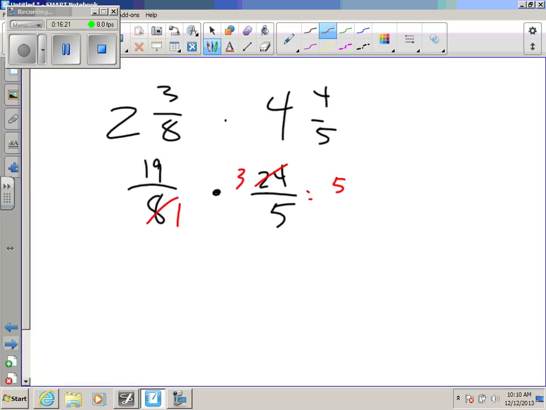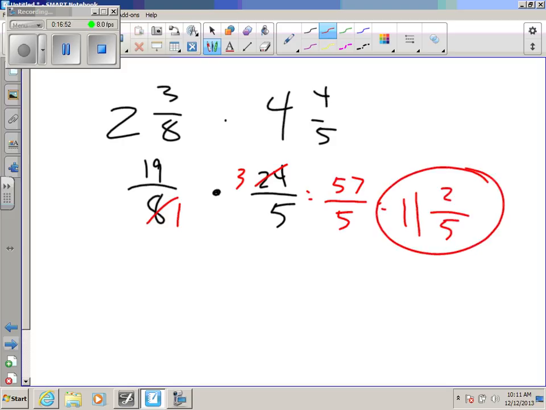19 times 3, 57. 57 over 5. Okay. Now, can you tell me how many times we can get 5 into 57? 10 times gives me 50, which means I'm going to have 7 left over, which means I could probably get one more and make it 11, which is now 55, which leaves me with 2 left over.